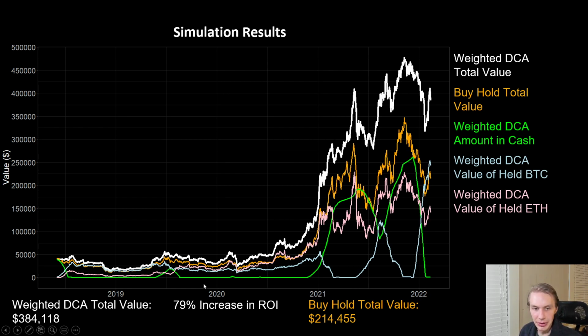So this, I think, definitely shows the utility of this kind of approach, that even just trading between Bitcoin and Ethereum, you'd be outperforming the market by almost 80% over this time period. So that's pretty notable in my opinion.